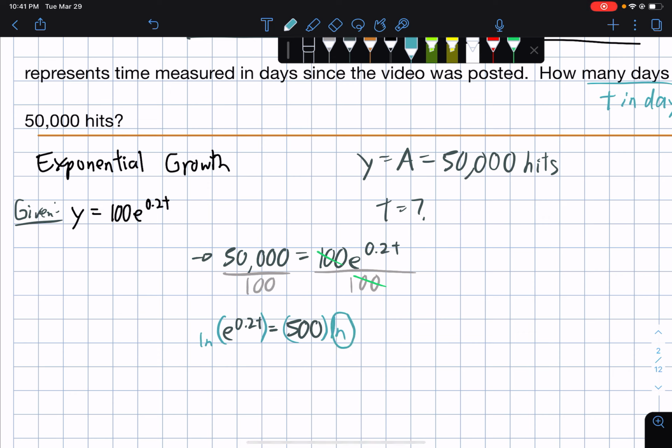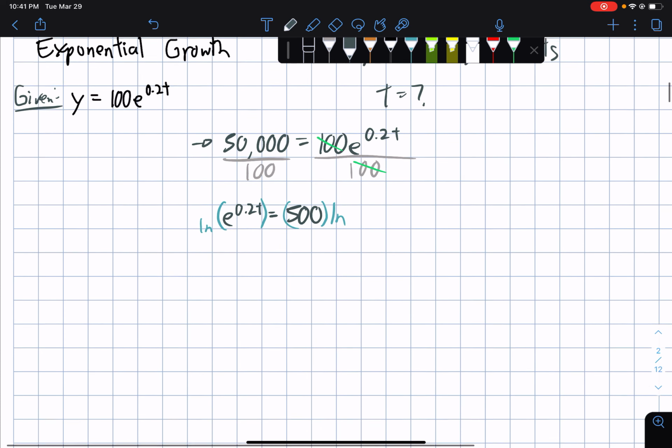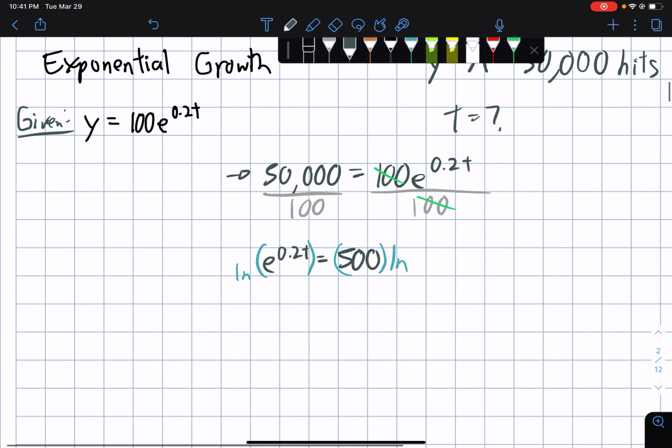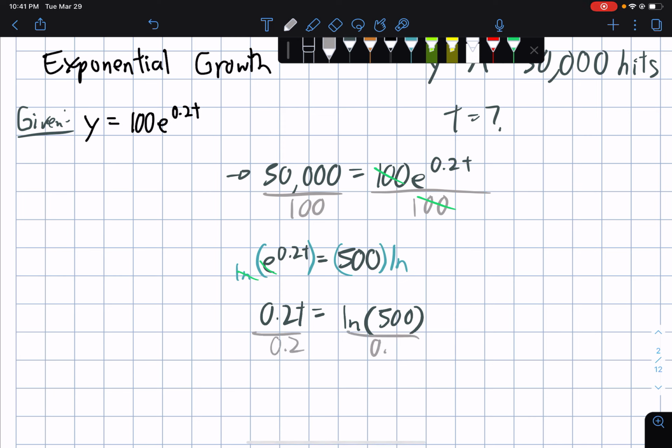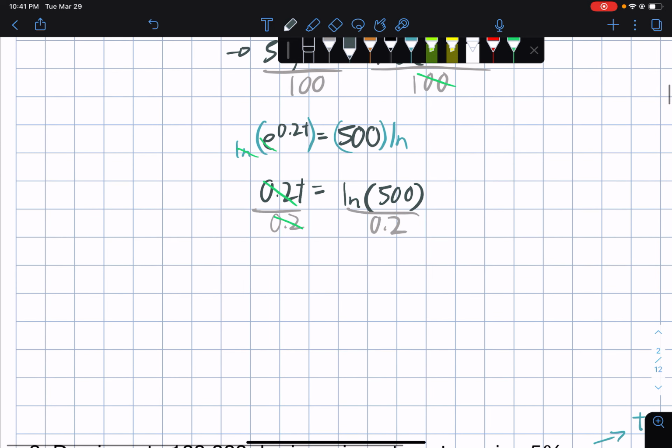Again, I placed ln here on the right side since it doesn't fit here. Otherwise, it would look awkward. Anyways, let's cancel and we get ln of 500. Divide both sides by 0.2 in order to leave t alone at the left side of the equation. We end up with something like this.